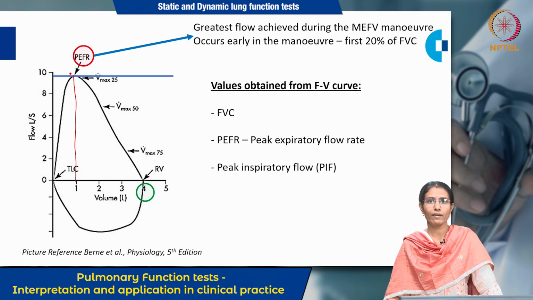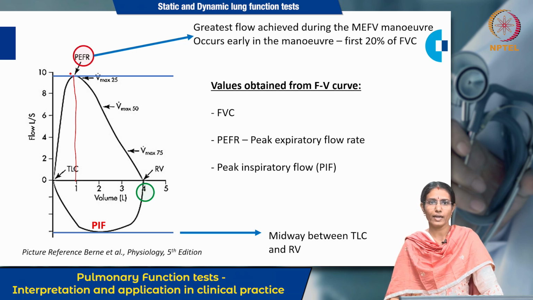Similarly, inspiratory flow can also be obtained, peak inspiratory flow. So this is peak inspiratory flow, what you see here. This is midway between TLC and RV. So unlike the expiratory flow which occurs during the initial part of the maneuver itself, this occurs midway between TLC and residual volume. Here, as the lung volume increases, the inspiratory muscle pressures decrease, the lung recoil increases, and the airway resistance decreases.